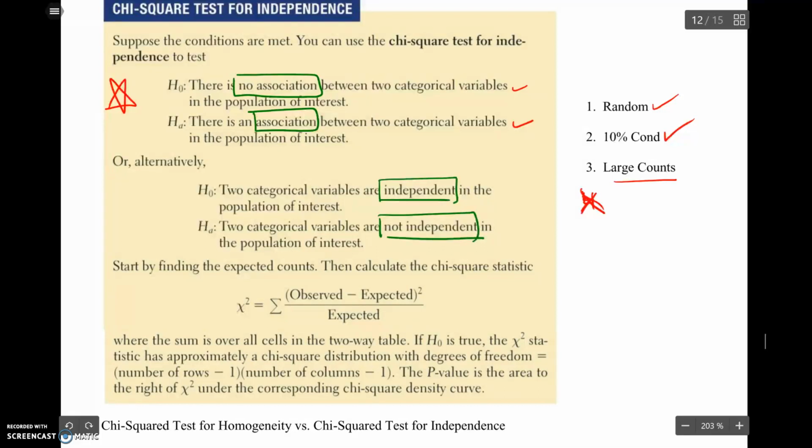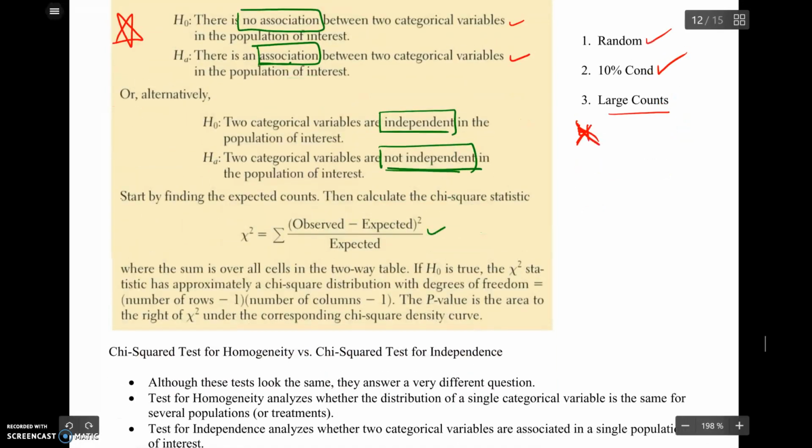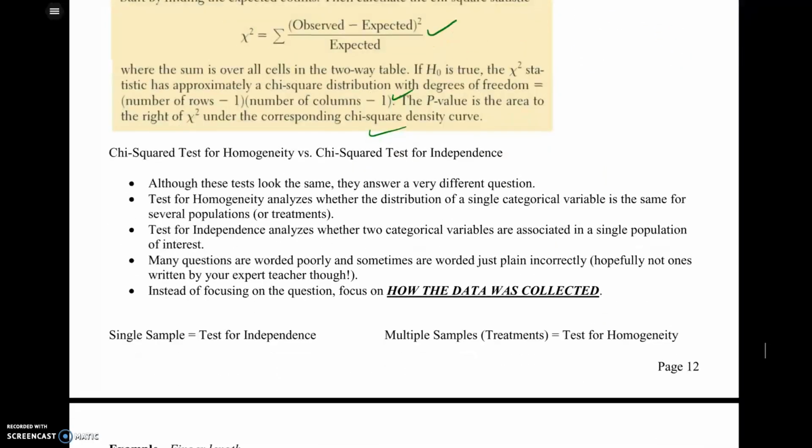These are opposites. They mean the same thing, but they're negated of each other. So an association is the same as not having independence. However you word it, you just need to make sure you're clear about that. Same chi-squared statistic, same degrees of freedom. We still look for the area to the right. It's really pretty much the same.